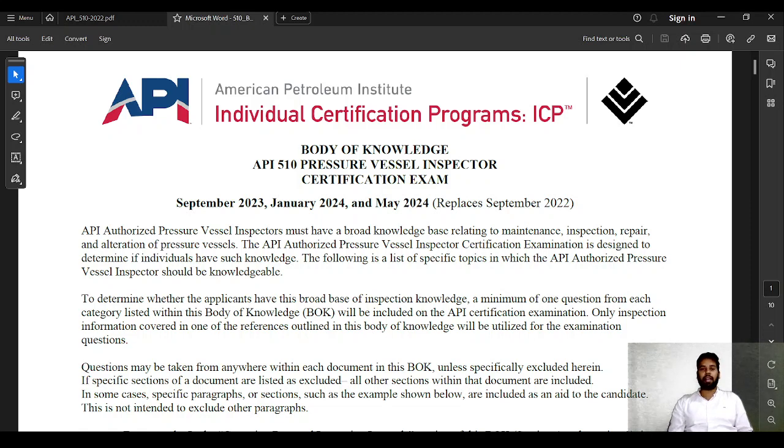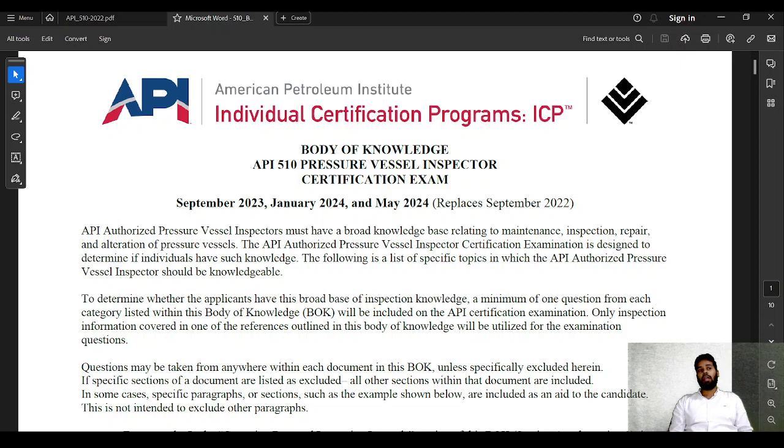This series is again only intended for the people who are studying for the pressure vessel inspector examination, and obviously there are some codes and standards that are going to be similar in nature if you are studying for some other ICP examination. In that case, this series would not be effective for you guys, but you can obviously check out the other series as per your syllabus requirements.